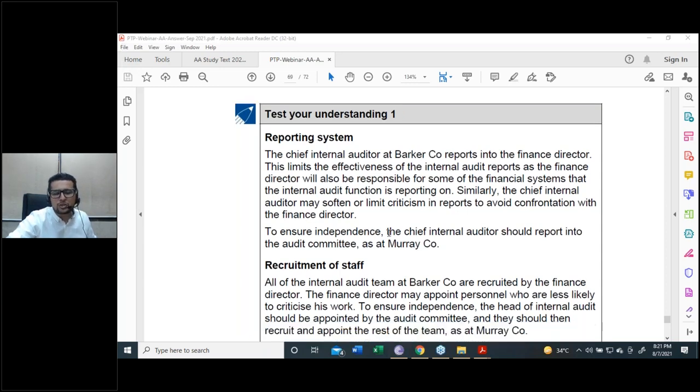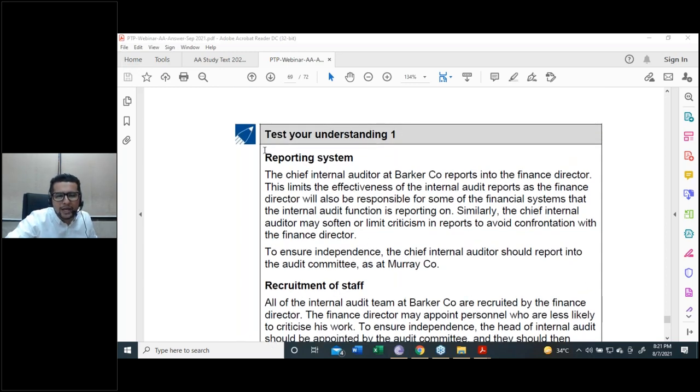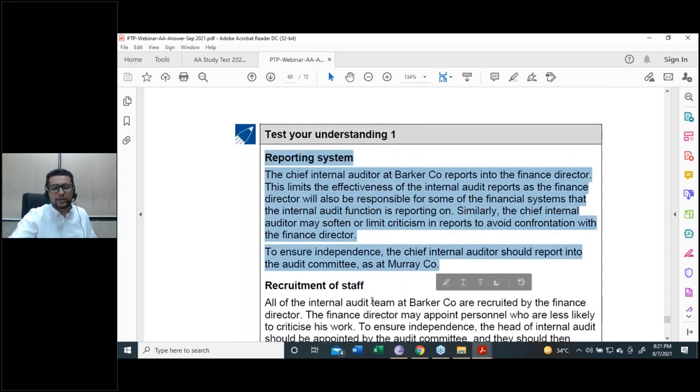But still, to be on the safe side, let's explore the solution. And all of you have got 2 minutes. Read this paragraph. Now listen to me first. This paragraph will make you realize that the internal audit department of Barker Company is poor and Murray Company is good. Why? Because Barker Company reports to, let's say, the finance director, whereas Murray Company reports to the audit committee. Now read this one.